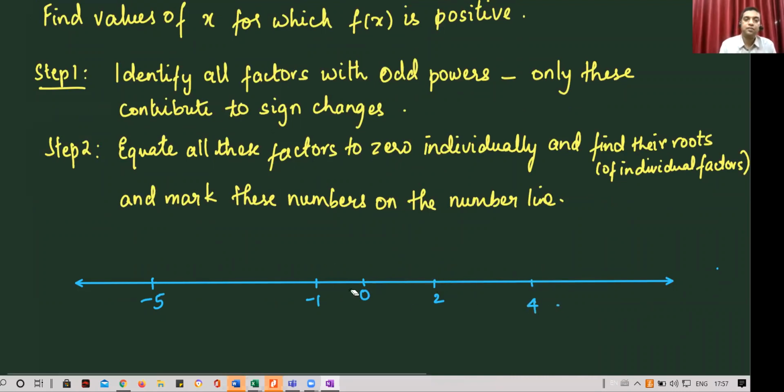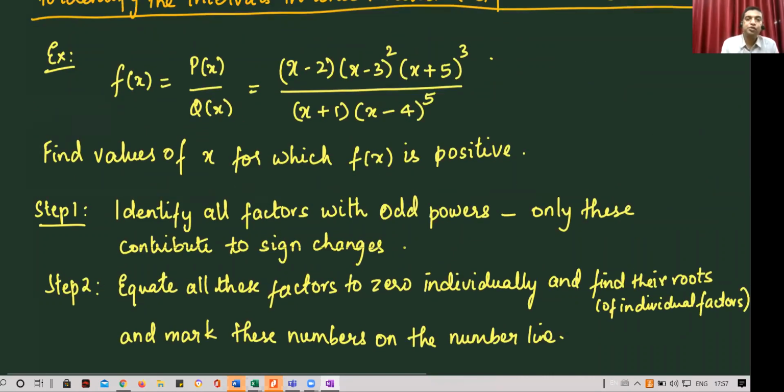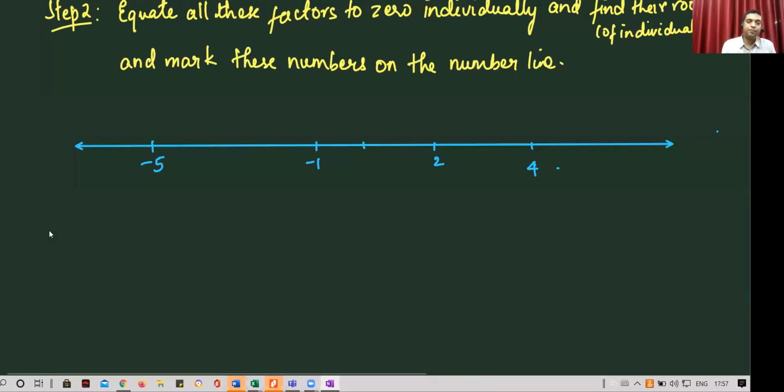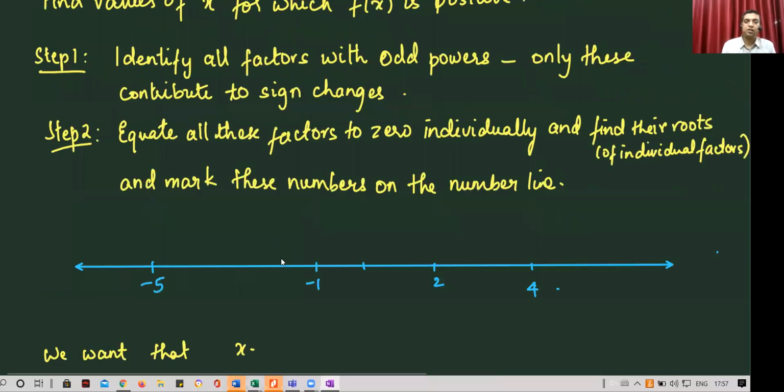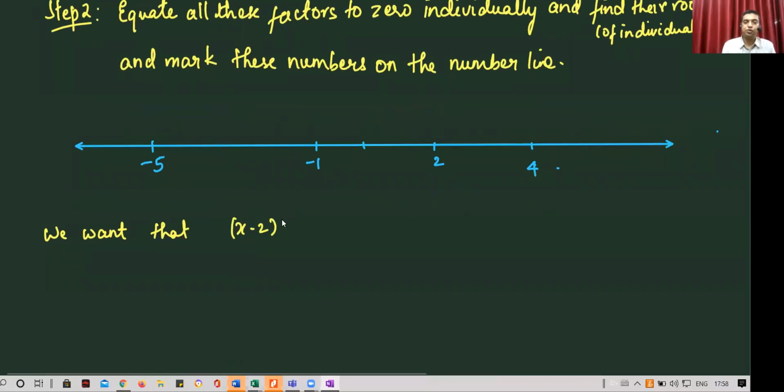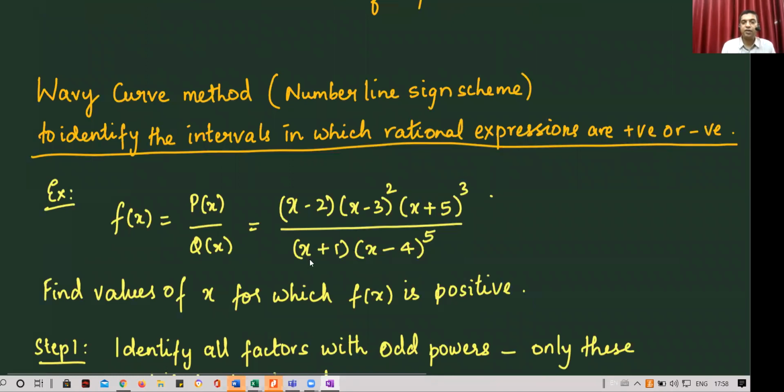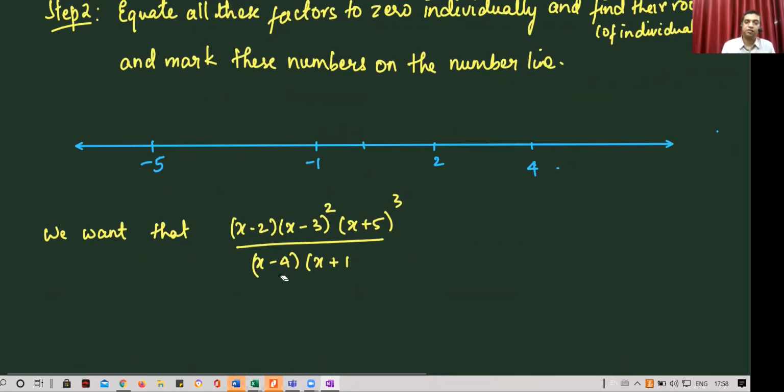Okay. All right. Now you should ensure, now we want that this expression, x minus 2 into x minus 3 the whole square and x plus 5 the whole cube, by x minus 4 into x plus 1, sorry, x plus 1, x minus 4 whole power 5. This should be greater than 0.